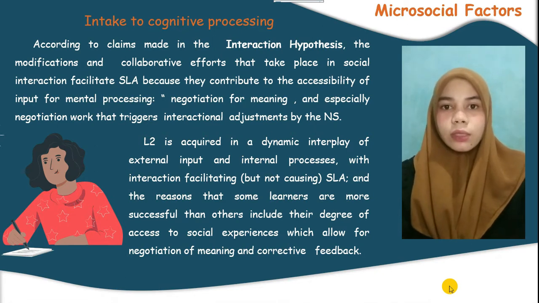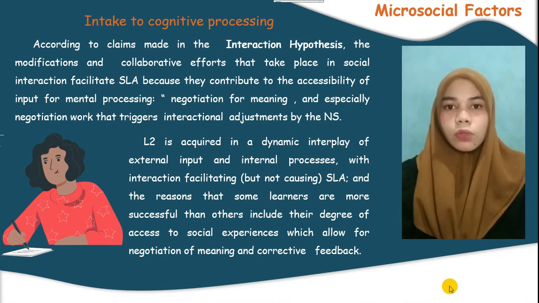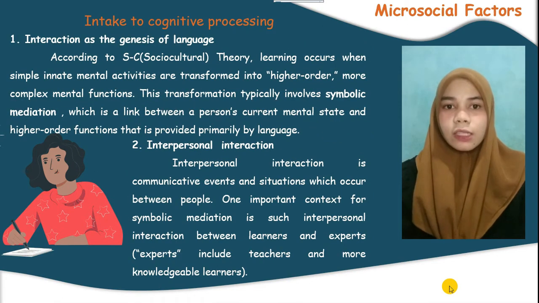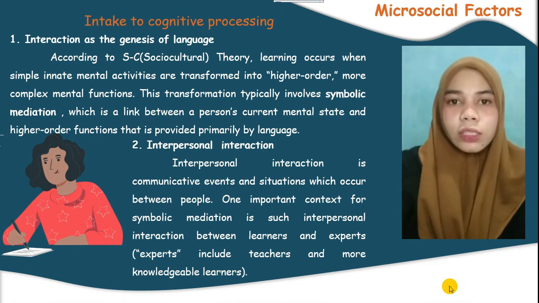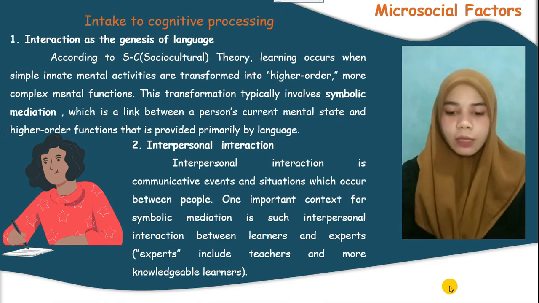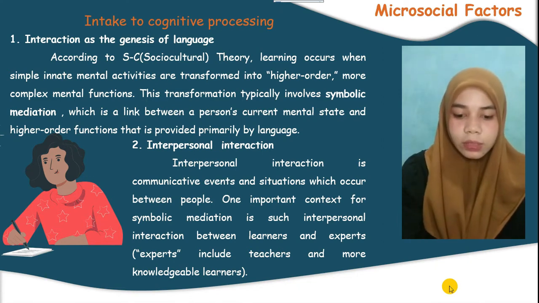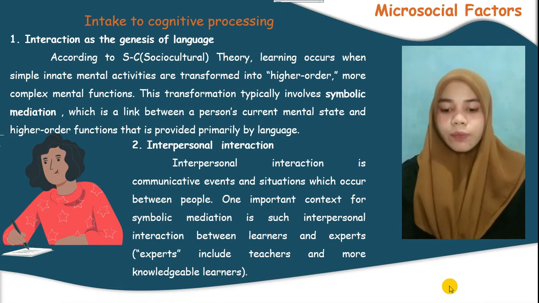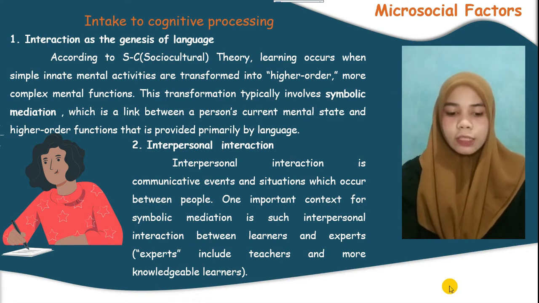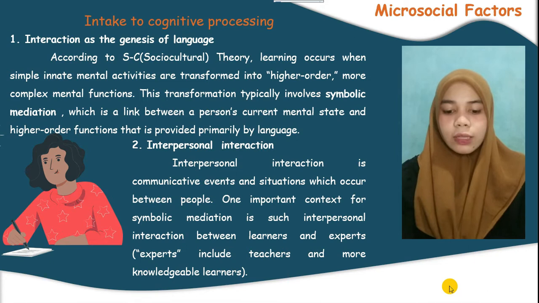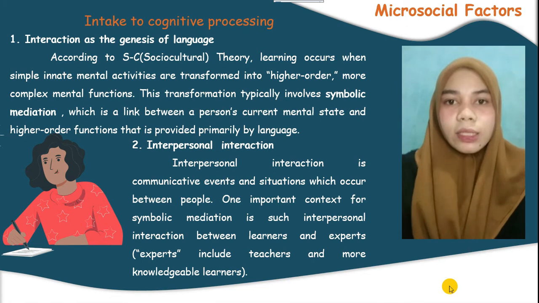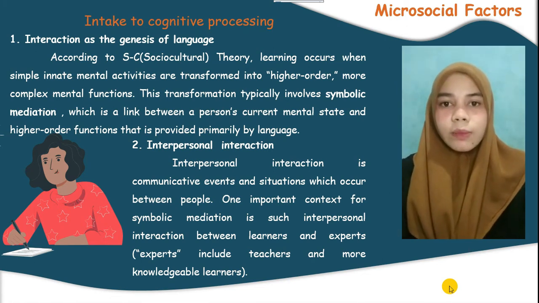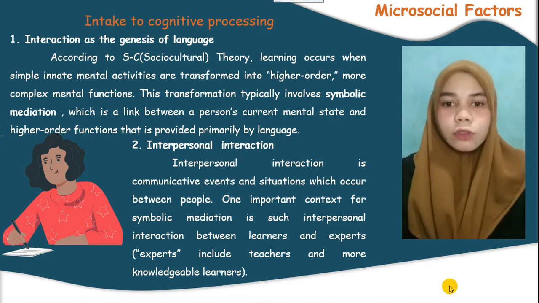The reasons that some learners are more successful than others include their degree of access to social experience, which allows for negotiation of meaning and corrective feedback. However, interactional perspectives are criticized for ignoring autodidacts who teach themselves from books and recordings. Furthermore, this perspective addresses in only a limited way the evidence for universal sequences in learner language.